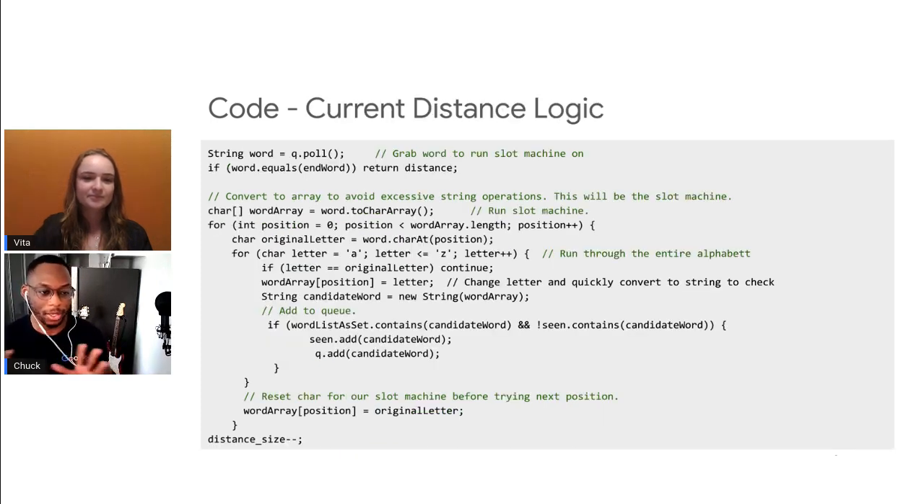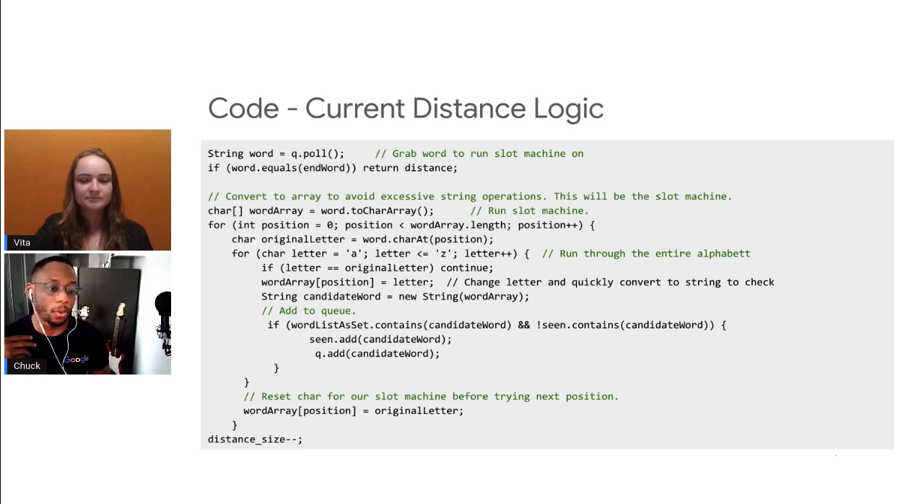All right, here's the core logic of this whole thing, right? So the first line there is we're going to grab the first item off the queue. This is our word. If it's the word we're looking for, we're done, return distance. If it's not the word, first things first, we're going to take that word and convert it into a character array. This is going to give us the least amount of string operations, right? Array operations are going to be less expensive than string operations. And it represents our slot machine a lot better, right? So we're going to go ahead and run through our slot machine.